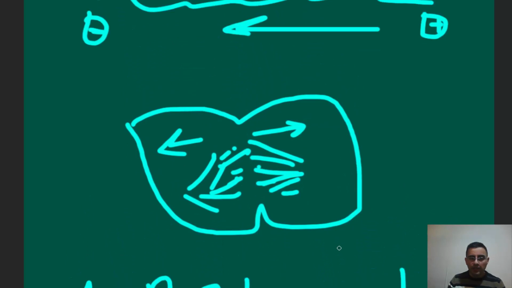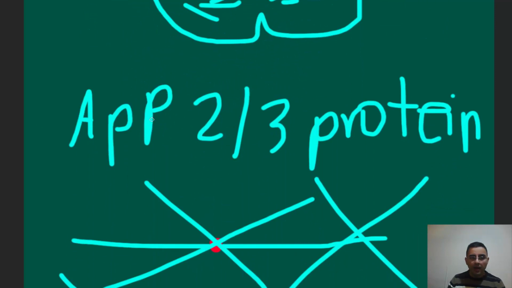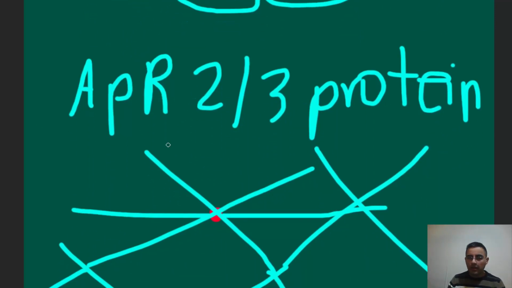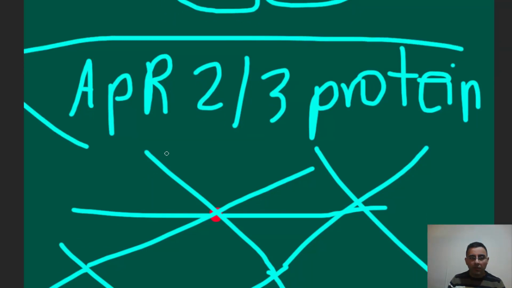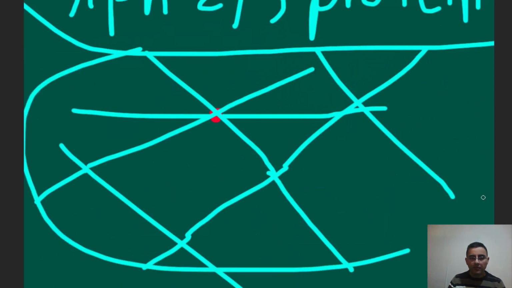Microfilaments also take part in cytokinesis. ARP2/3 protein promotes formation of the microfilament network.